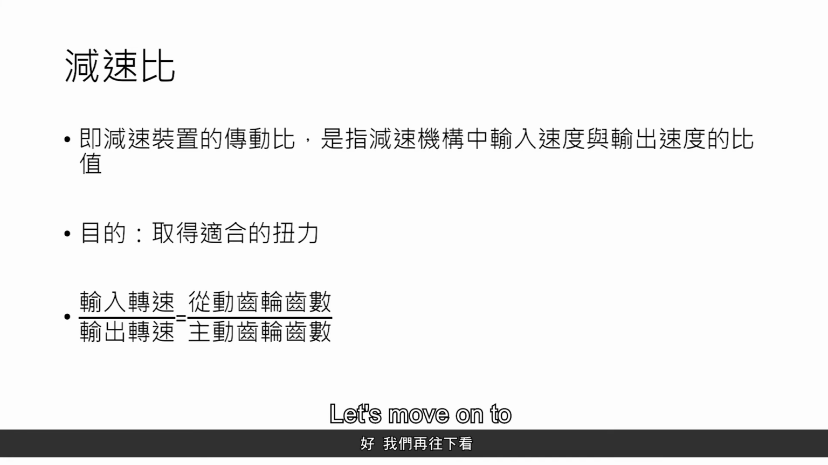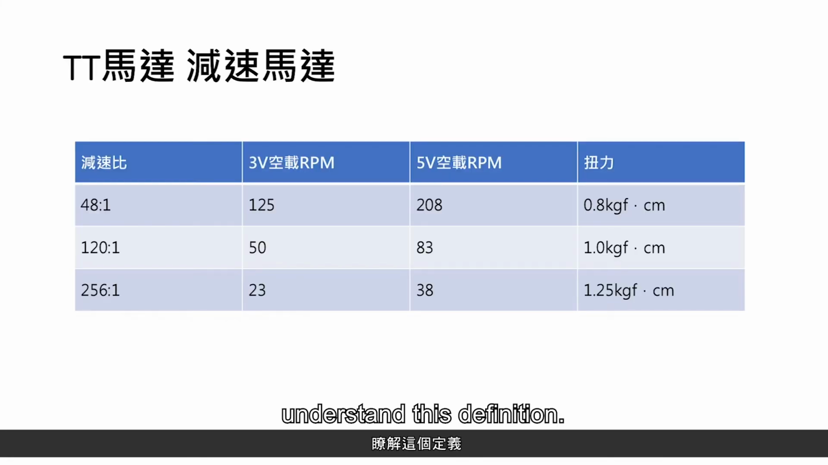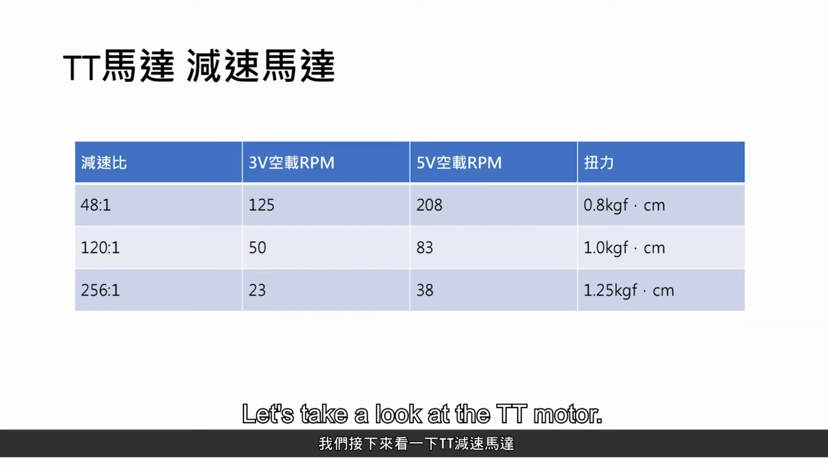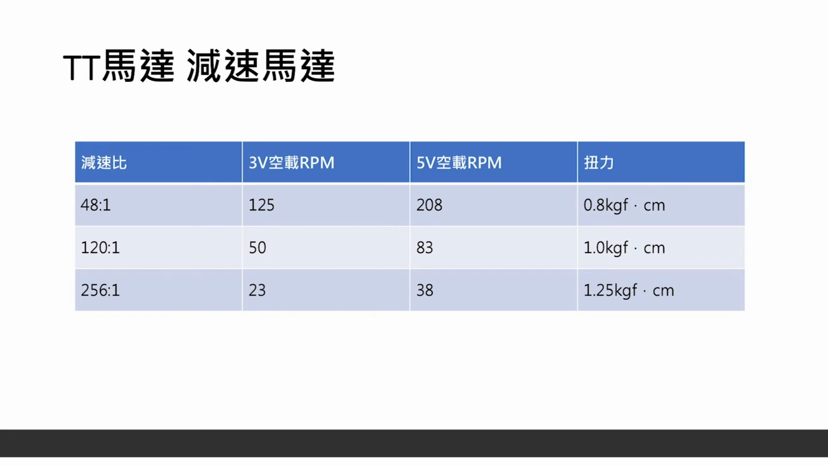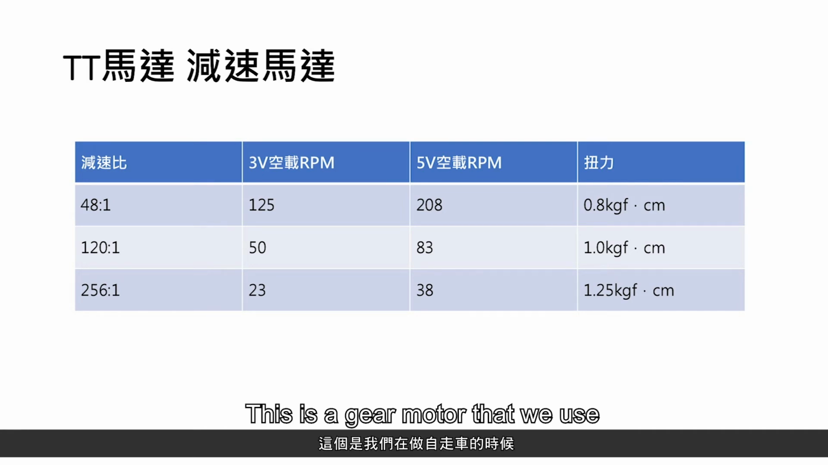Let's move on to understand this definition. Let's take a look at a TT motor. This is a gear motor that we use frequently in self-propelled vehicles.